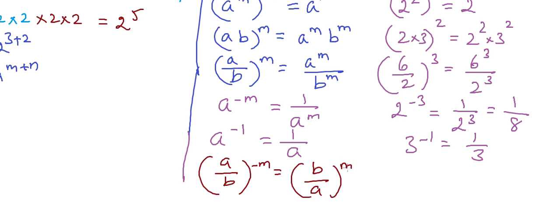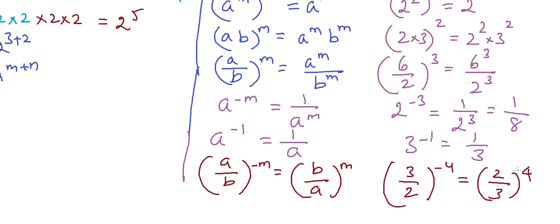So to make the exponent positive, we can take the reciprocal of the base, and then the sign of the power will change. Say 3 by 2 whole power minus 4. This is equal to 2 by 3 whole power 4 and so on.